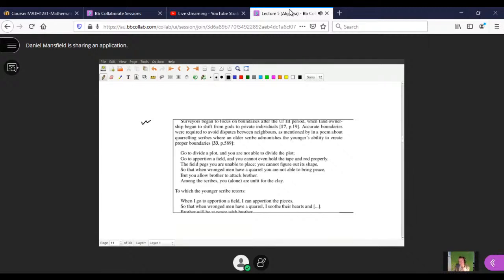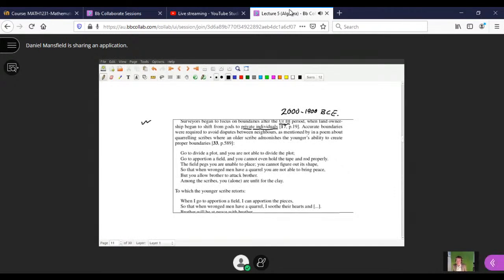So I want to talk about measuring land. Way back in time, in what's known as the Ur III period, about 2000 to 1900 BCE, so about 4,000 years ago, all land was owned by the gods. Gods owned the land. You had the privilege of farming that land. And then immediately afterwards, land began to shift from gods to private individuals. So land ownership became a thing.